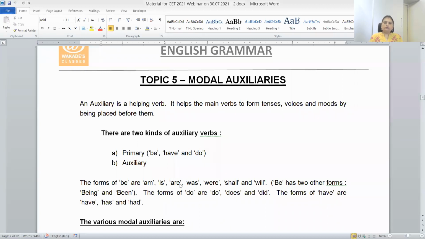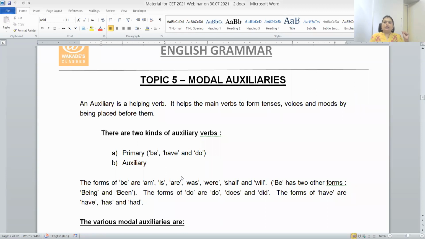Primary. In primary, what do you have, children? Be, have, and do. Now, children, let me clarify, especially to the ICSE students, we do not have primary auxiliary verbs. We have only modal auxiliaries. Okay? I have just mentioned it because when you're doing modal auxiliaries, you should do a proper note on it, correct? So we are not going to at all do the primary auxiliaries. I'm just going to read it out to you. We are going to concentrate on our modal auxiliaries, which are quite a lot in number.